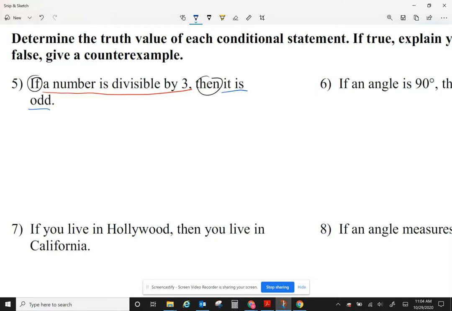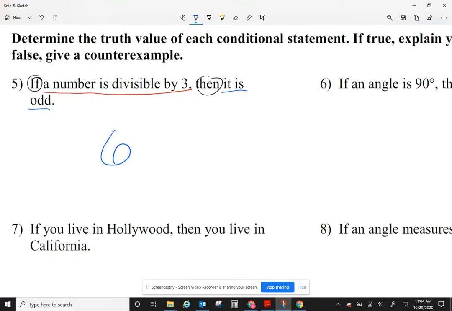So I'm trying to think of a counterexample. In order for this to be false, I'm going to think of one case when this is not true. The counterexample is when the hypothesis is true, but the conclusion is not. So I want to think of a number that I can divide by 3, but it is not odd. Once again, a number I can divide by 3, but an even number. I have many choices in this case. I could think of the number 6. I'm just going to give the number 6. 6 is divisible by 3, but it is not odd.